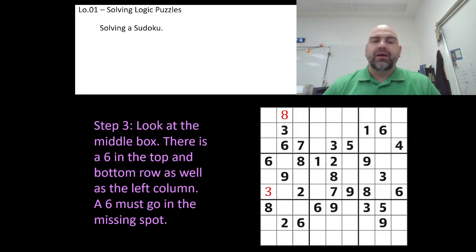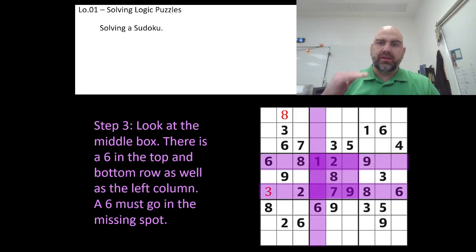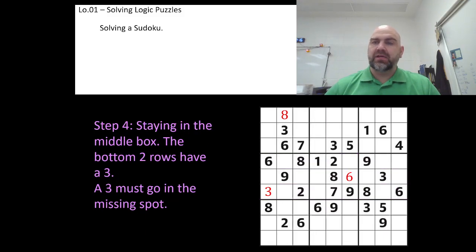Step 3. Now we've got a few steps, don't worry. Look at the middle box. We're going to go to this box now. And if we're looking for 6s, there's 6s in the top and the bottom row and in the left column, which means the only spot available for a 6 is here, on the right-hand side, right-hand middle. Okay, so now we have a 6 there, and again, that starts filling them up.